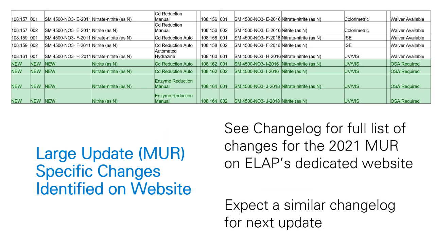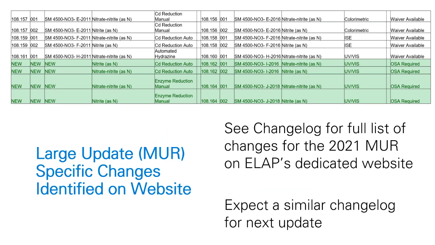In that rule, in that table, we had both the old method on the left here, and then the revised method on the right. And you'll see some of them are approved as part of the alternative test procedure, right? So the nitrate testing using the enzyme reduction rather than the cadmium, 4500 NO3 J-2018, that was a new approved method that was evaluated by the State Water Board and said, yes, it's equivalent to what we have before.